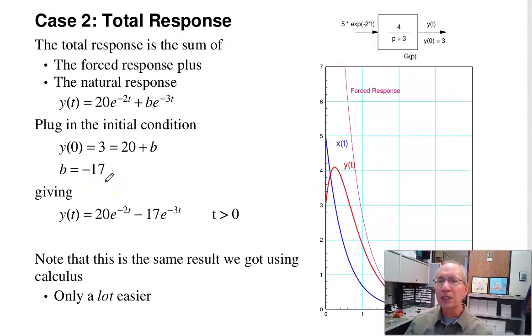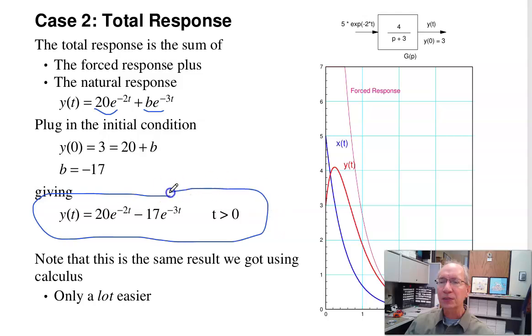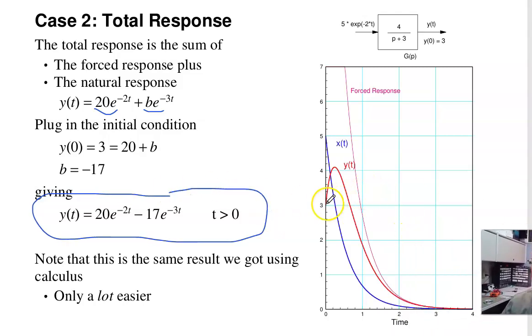The total response is forced plus natural response. So here's the forced response. Natural response stays the same. This is if x of t equals 0, how does it want to behave? It wants to behave as b e to the minus 3t. Add in the initial condition, solve for b, and here's the total response. And what that looks like is this. I start at a 3, I rise up, then come back down. Now notice that's the same answer that we got before, only a whole lot easier.